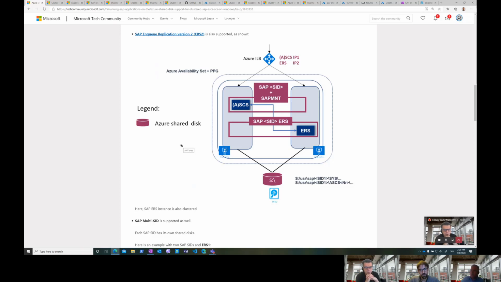So how many multi-SIDs are we supporting on Windows today? Maximum 5, or more? There is no official statement there. On Linux it is 5. I'm also discussing with the SAP team whether we should set a limit here. Currently there is no limitation, but the higher the number, the more careful you need to be when sizing this kind of thing.